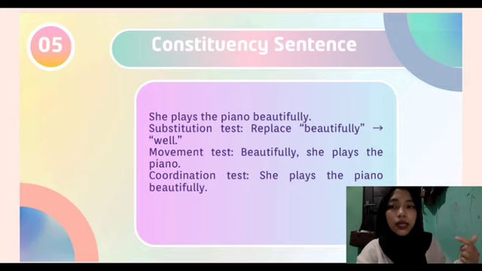Similarly, in "my brother bought a blue car," "a blue car" can be replaced by "it." "My brother bought it." We can also move "a blue car," and coordinate it. "My brother bought a blue car and a red motorcycle." Through these tests, we can prove that language structure is hierarchical, not just linear. Each phrase functions as a grammatical unit within the sentence.